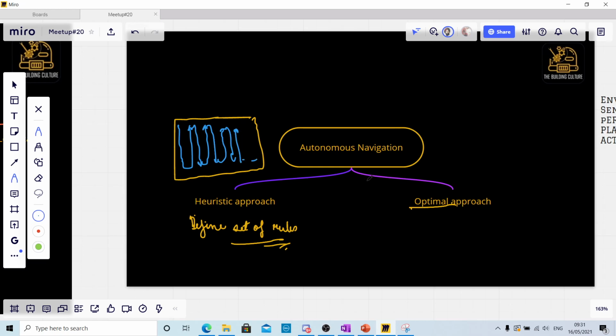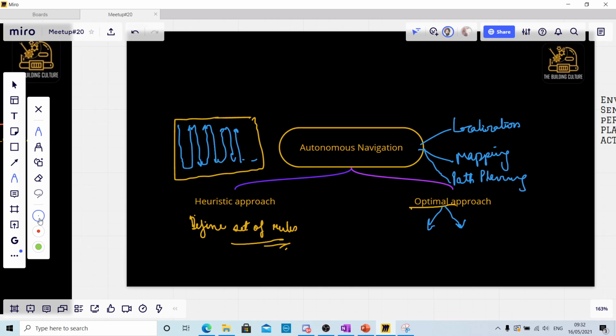With the optimal approach, we can have multiple categories. When we are thinking of autonomous navigation, we would crudely just think of localization and mapping for now, and after we are localizing, we would care about path planning. So let's just consider these three aspects today.